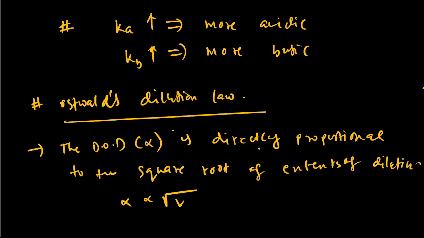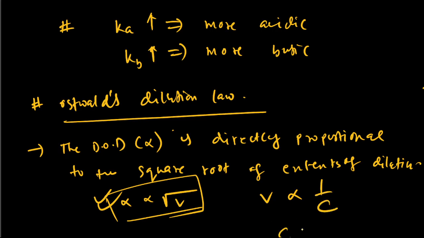Okay, this is what he says. The degree of dissociation alpha is directly proportional to the square root of the extent of dilution. That is, alpha is directly proportional to the square root of dilution, that is volume. And we know that volume is inversely proportional to concentration, so V equals 1 by C. So instead of V, if you put C, this will become 1 by C. So let's take HA, a weak acid.